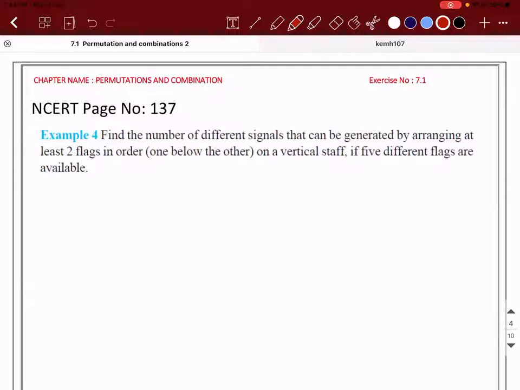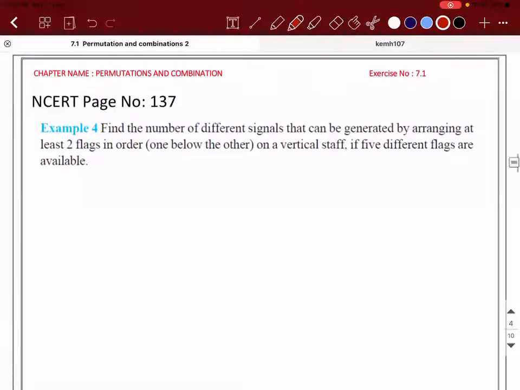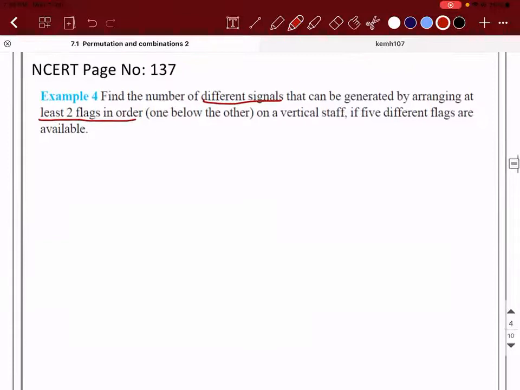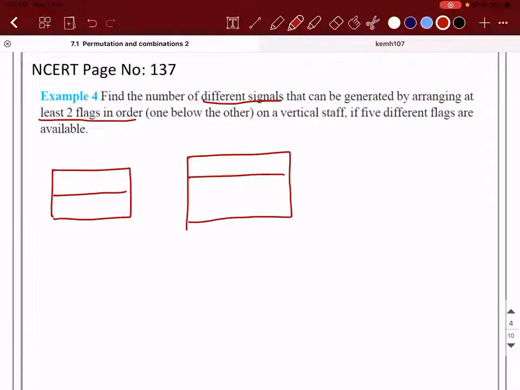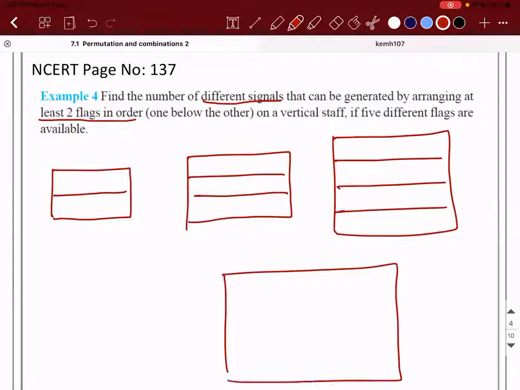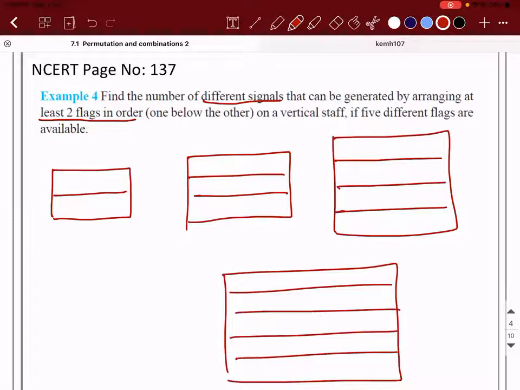So what is the question trying to say? Find the number of different signals that can be generated by arranging at least 2 flags in order on a vertical staff if 5 different flags are available. So what is the meaning of this? At least 2 means I can have a signal with 2 flags, I can have a signal with 3 flags, and I can have a signal with 5 flags also. Guys, did you understand the question?